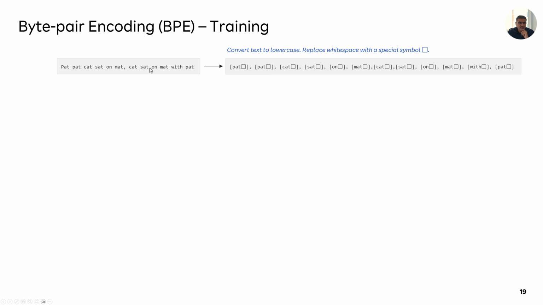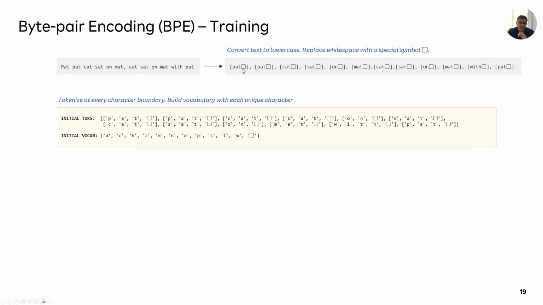So I take a sentence, and I can use white space tokenization and just break it up into individual words like this. And I capture that pat ends with a white space. I capture that here as well. Okay, so that's the first thing. The second thing I do is I take this input and split it up at every character boundary. So this one, PAT white space, becomes P, A, T, and the white space, and I'm going to do this for every word. And then I'm going to build my initial vocabulary.